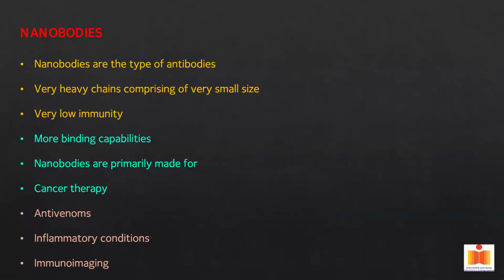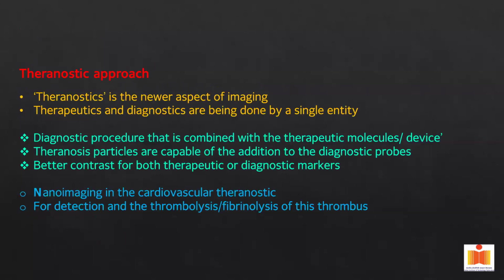Nanobodies, nano cages, nano carriers. So these are all different types, but here nanobodies is related with a type of antibodies. So they again have very low immunogenicity and good binding capabilities. Then they are made for cancer therapy, antivenoms, inflammatory conditions, immunoimaging. So this is a new entity which is coming for therapeutic options.